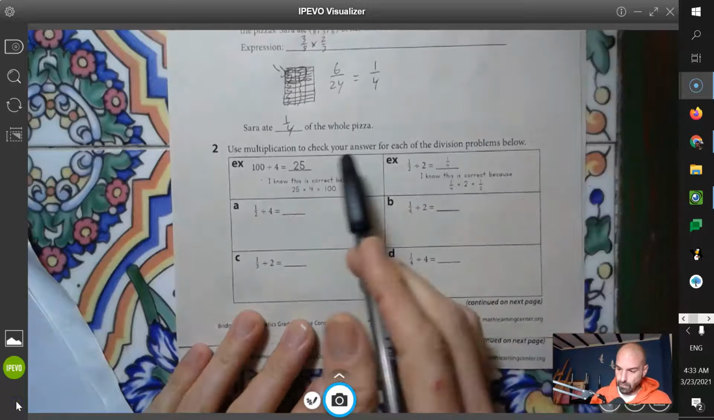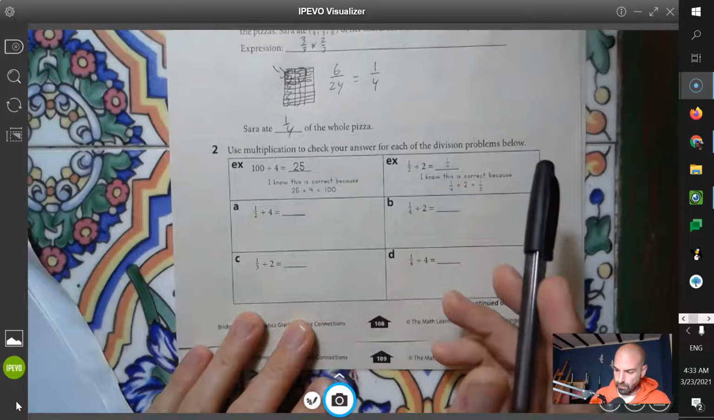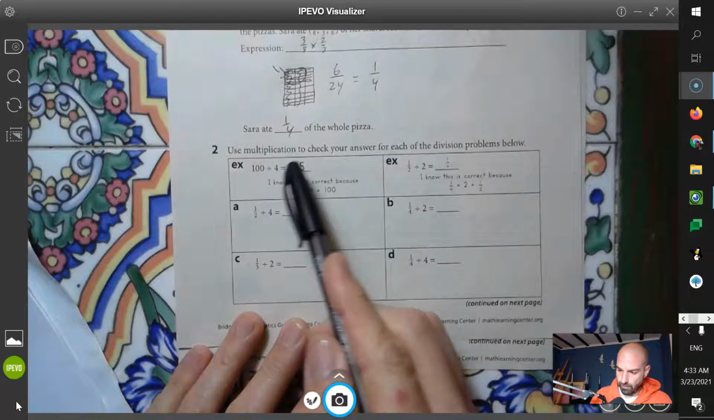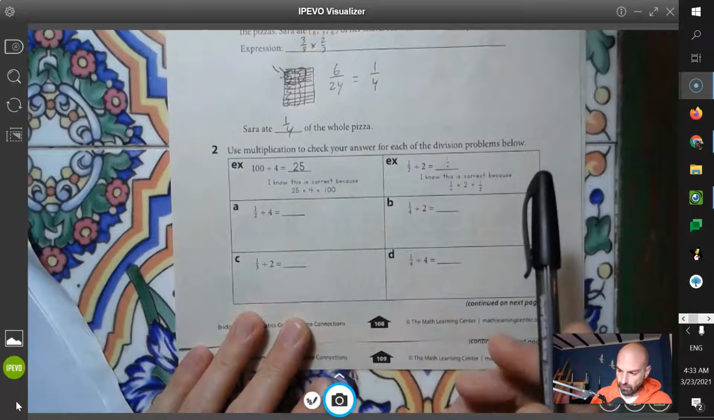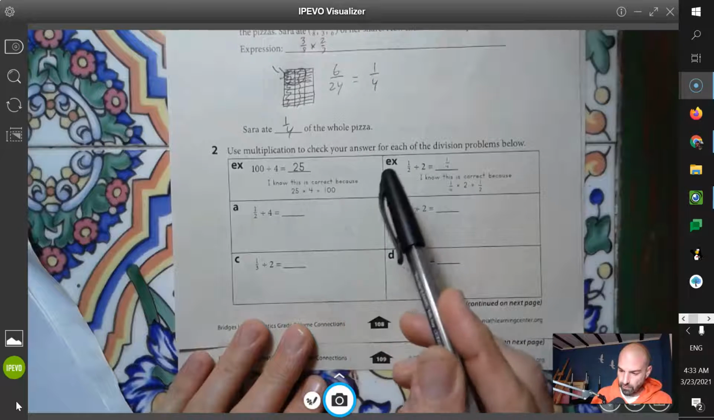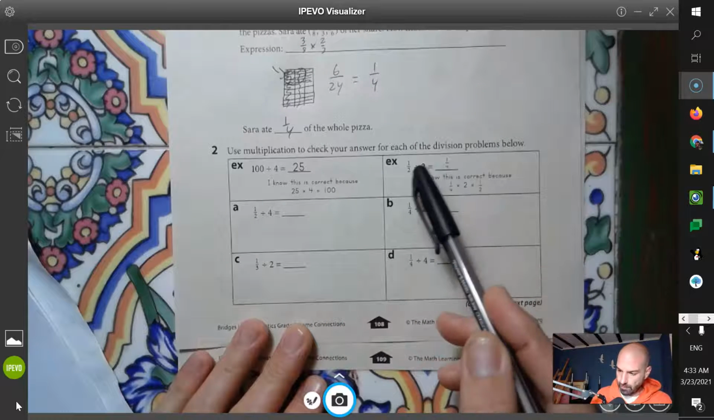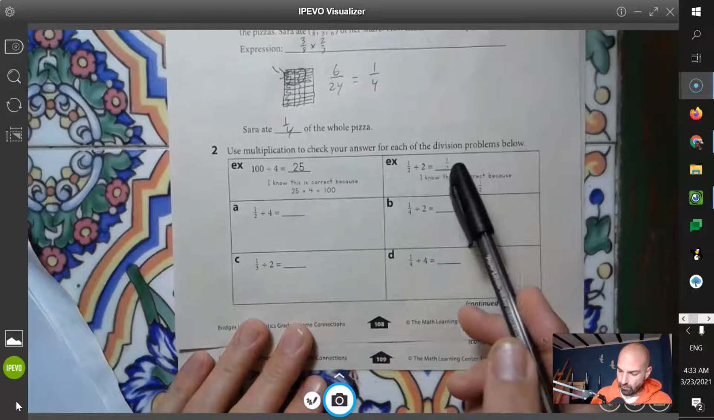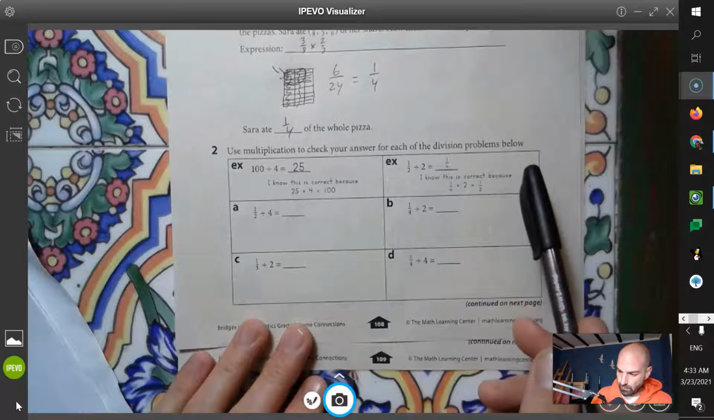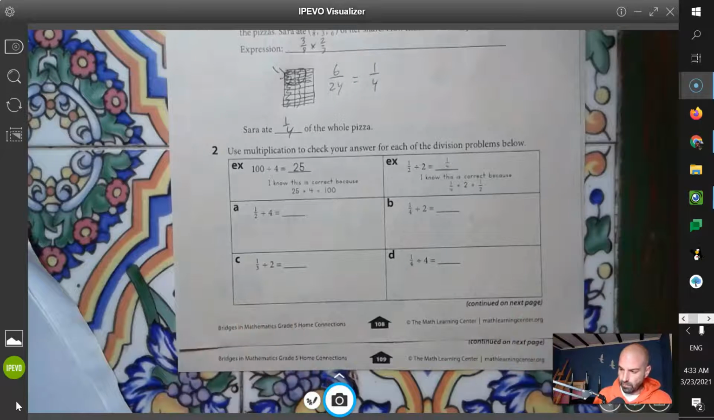All right, so this says use multiplication to check your answer for each of the division problems below. So 100 divided by 4 equals 25. I know this is correct because 25 times 4 equals 100. And then there's another example. 1/2 divided by 2 equals 1/4. I know this is correct because 1/4 times 2 is 1/2.